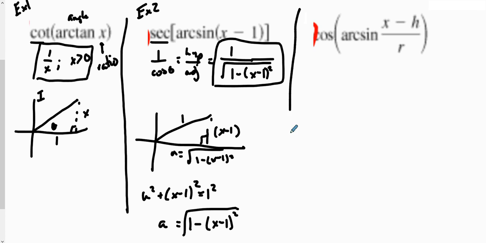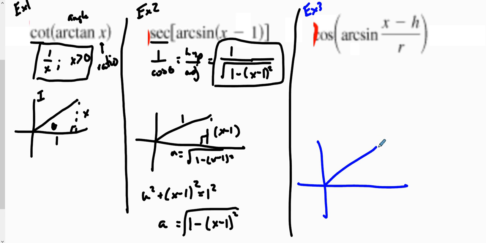Well, let's go one more. I'm going to change colors here so you can see it. So example number 3, when we're solving this, we're trying to find cosine of arcsine of x minus h over r. Once again, we're going to assume this is the first quadrant. Arcsine is opposite over hypotenuse, which in our case, the hypotenuse is r. We're looking for cosine. Cosine of whatever this angle is, is going to be adjacent over hypotenuse.